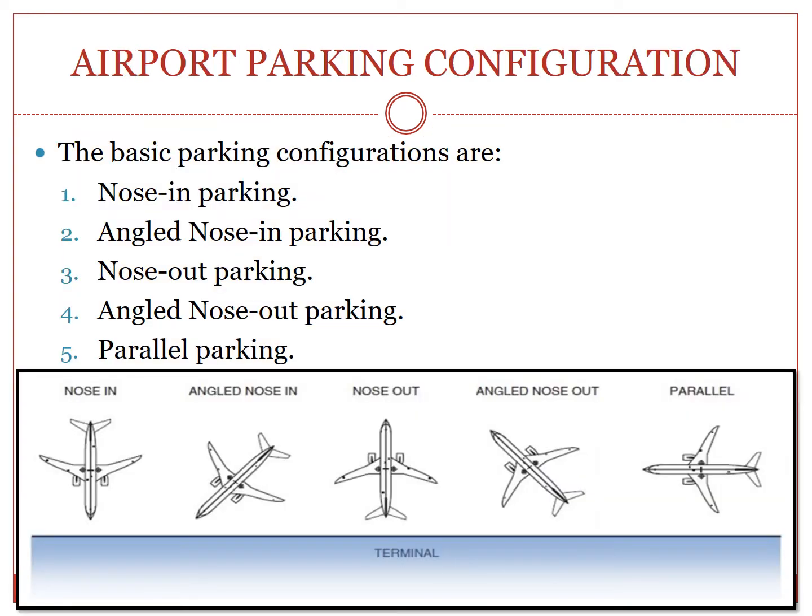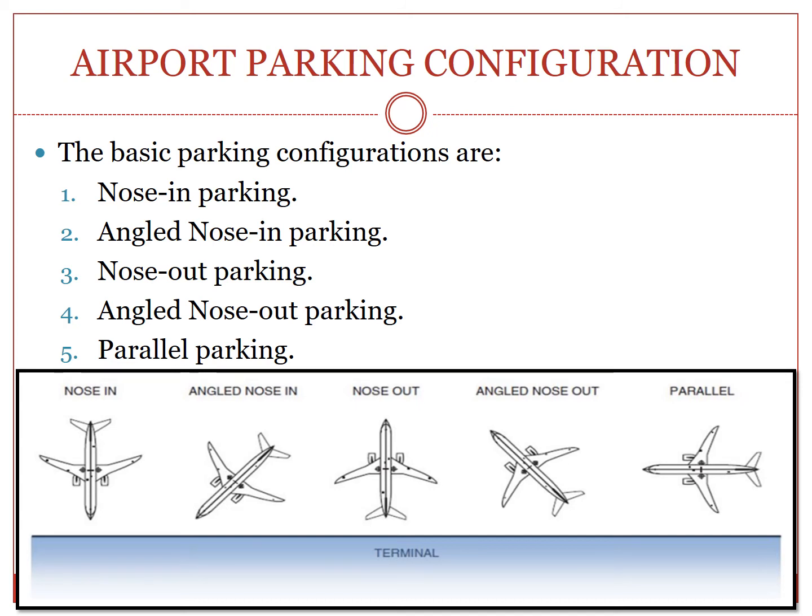Now, airport parking configurations. Aircraft are parked causing least interference due to heat, fumes, and blast during maneuvering into and out of the gate positions. Jet engines are more critical in this respect than the piston engine aircraft. So the basic parking configurations are nose in parking, angled nose in parking, nose out parking, angled nose out parking, and the parallel parking. These are the basic parking configurations.